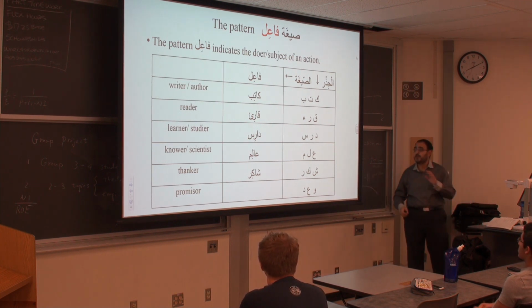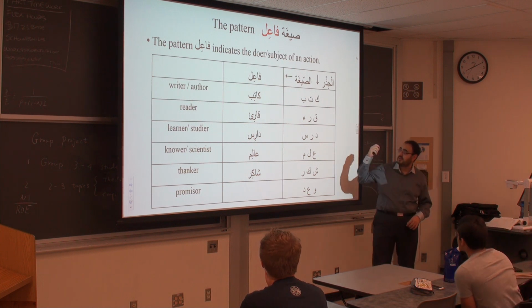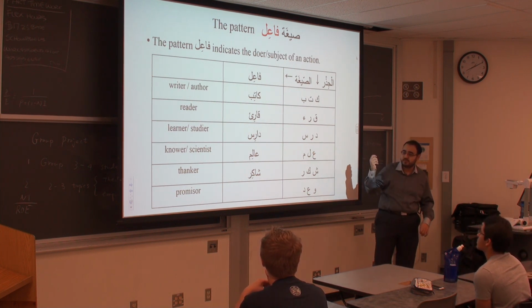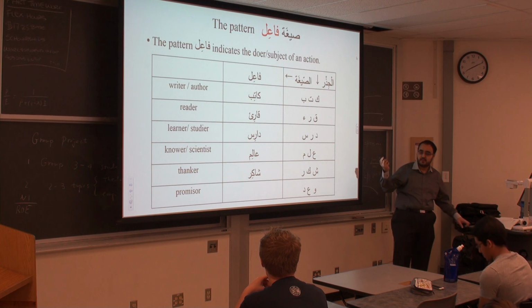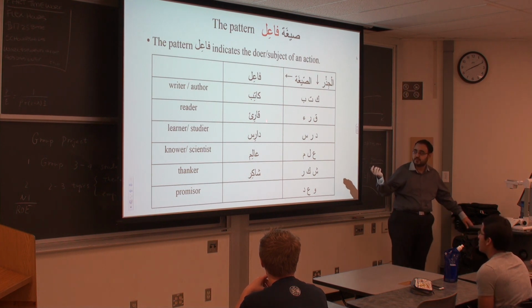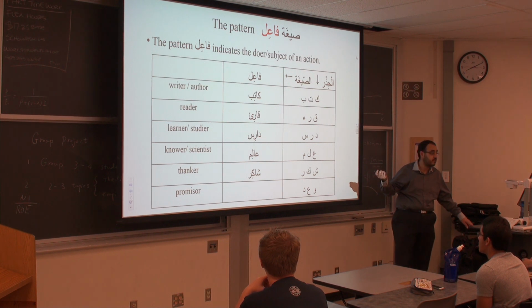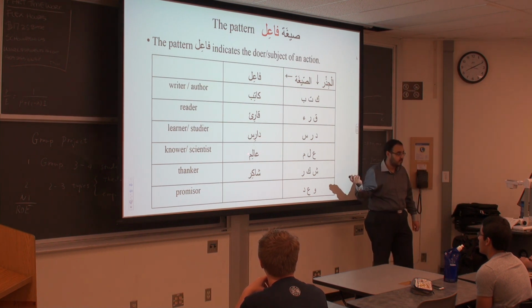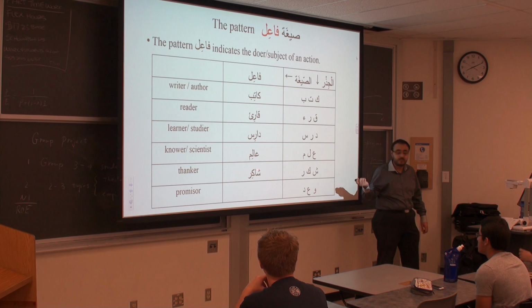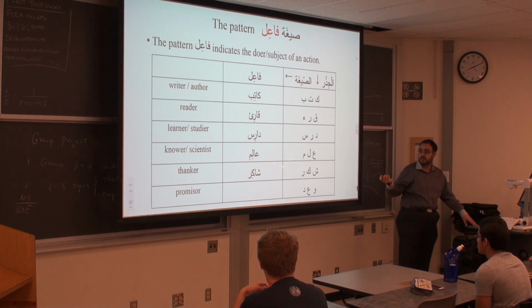So let's review the pattern فاعل. Rami, can you read the first word, please? كاتب, ممتاز. Muhammad, next one. قارئ. دارس. Beatty. عالم. حفصة. شاكر. And Sophia, can you guess this one?